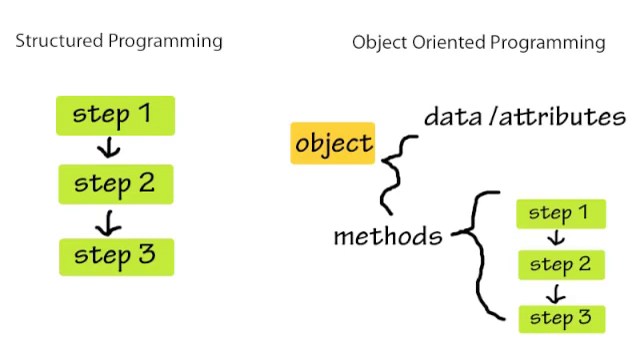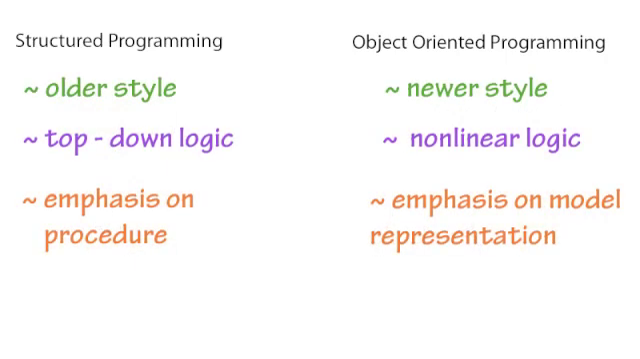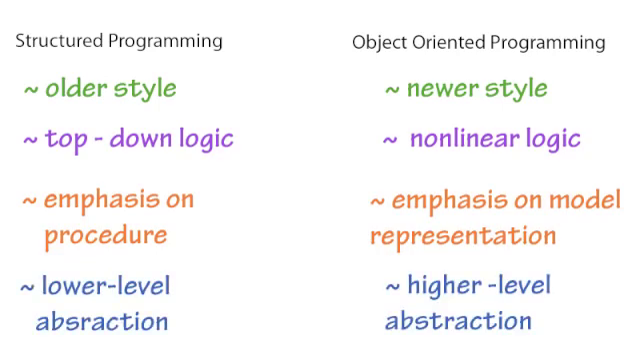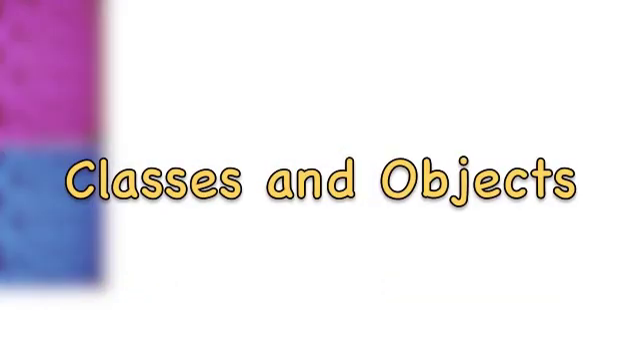And structured programming is more concerned with procedure, while object-oriented programming is more concerned with representing models or objects. And structured programming is closer to assembly language, therefore it's lower in abstraction than object-oriented programming.